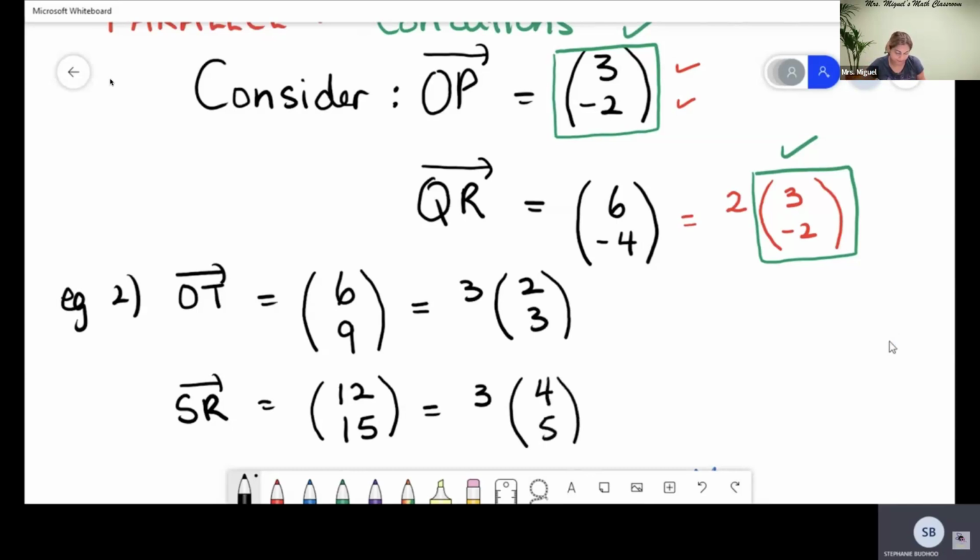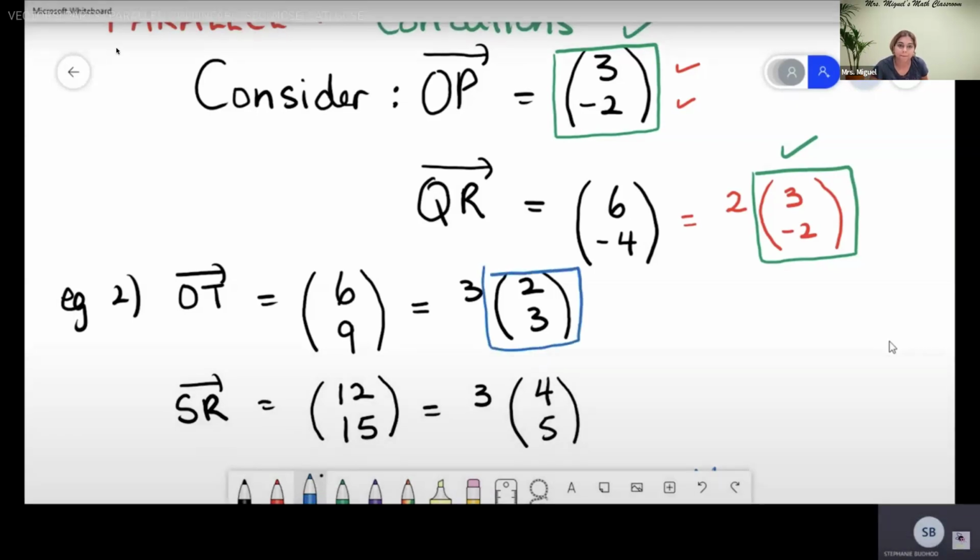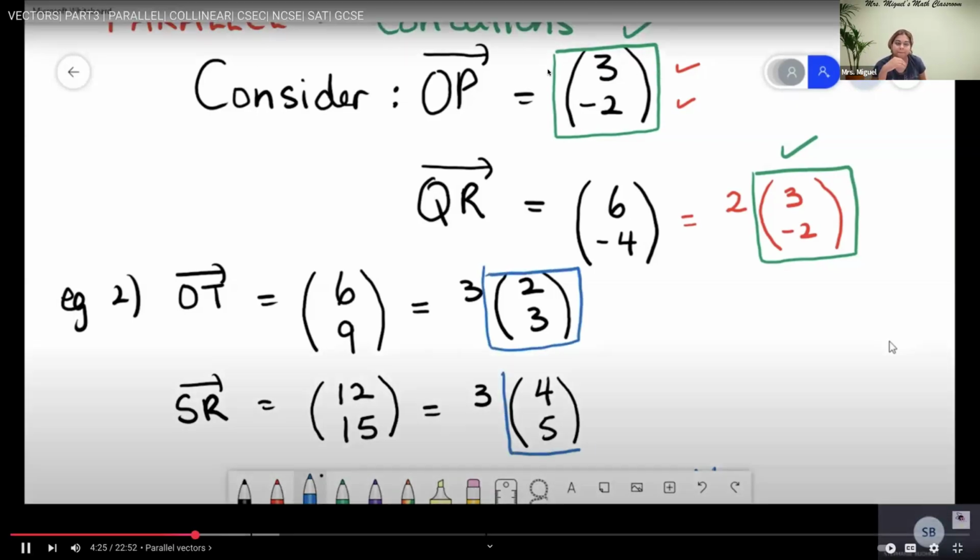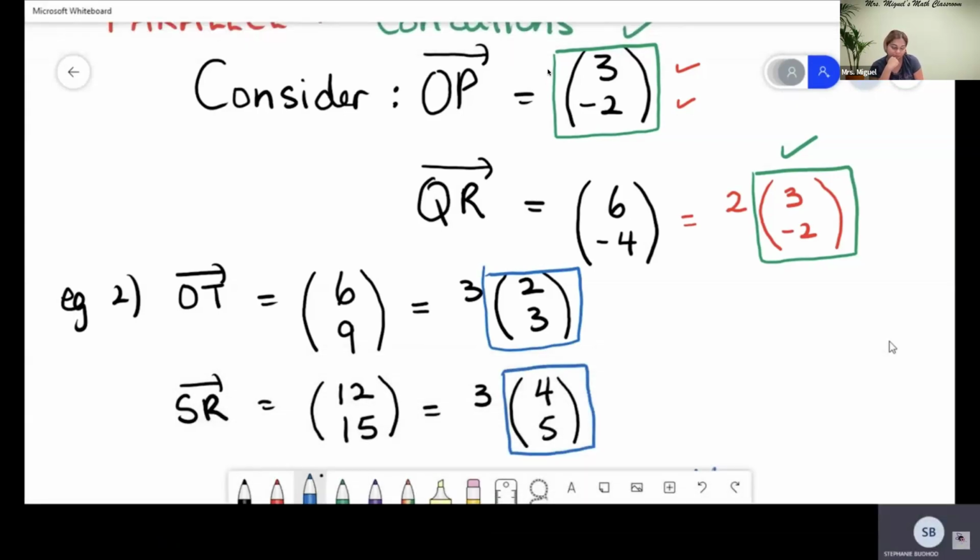Now, notice that after carefully factorizing, what's contained inside our brackets are not the same. Therefore, in this case, even after simplifying our vectors to the lowest form, we have found that the vector OT is not parallel to the vector SR.